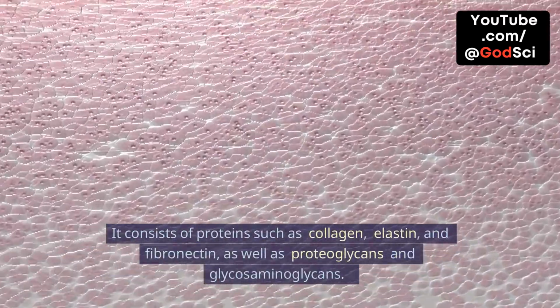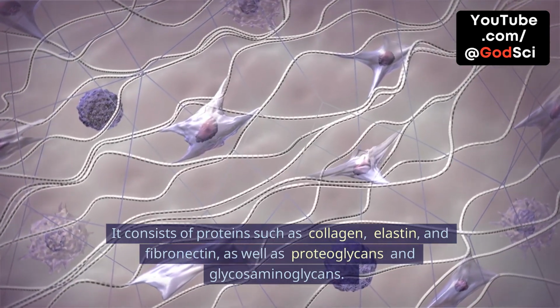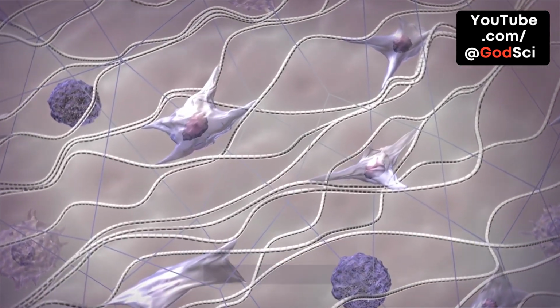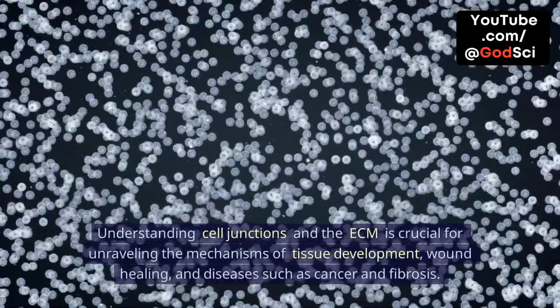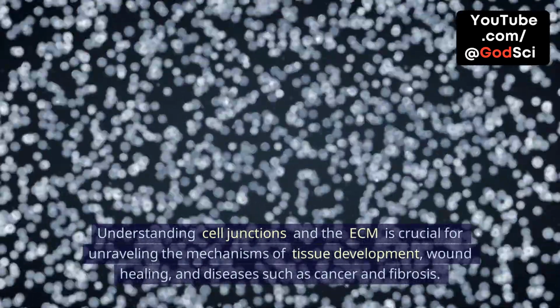It consists of proteins such as collagen, elastin, and fibronectin, as well as proteoglycans and glycosaminoglycans. Understanding cell junctions and the ECM is crucial for unraveling the mechanisms of tissue development, wound healing, and diseases such as cancer and fibrosis.